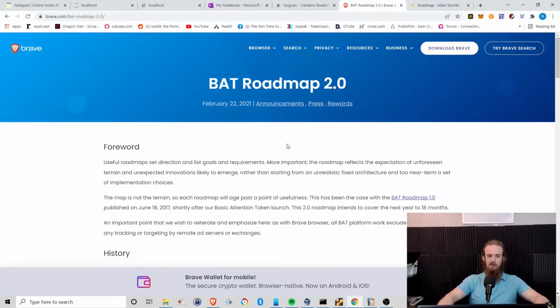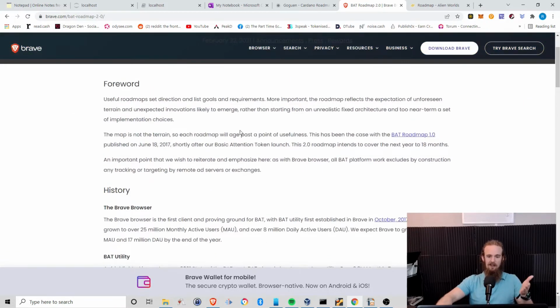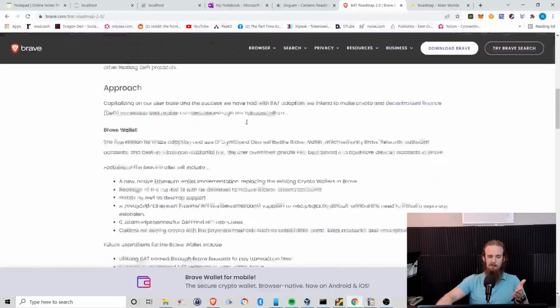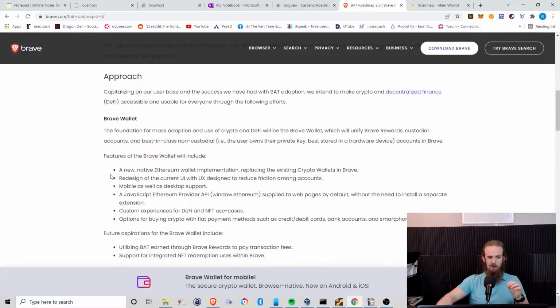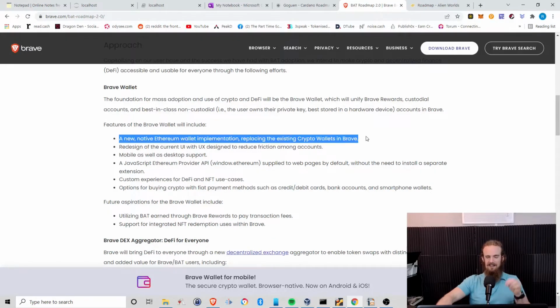Now, let's flip to another page here and look at the Basic Attention roadmap. As you can see here, this says Roadmap 2.0. What does that mean? It means they've probably updated this before. So what this is doing, again, is telling us what the cryptocurrency is doing. But I want to skip down here to the approach. It's telling us these new features of the Brave wallet. And this is why a roadmap is important, because it's giving us specific details.